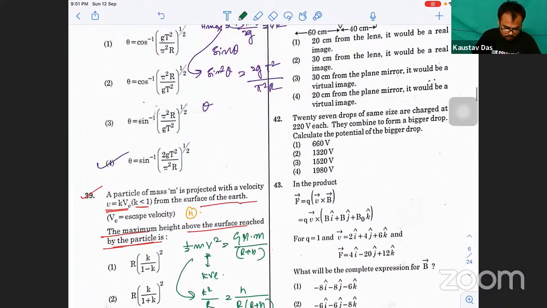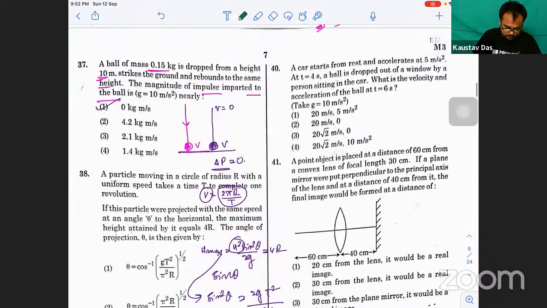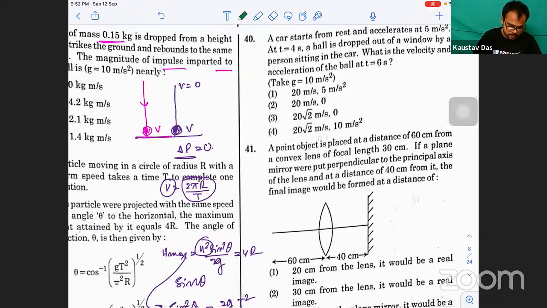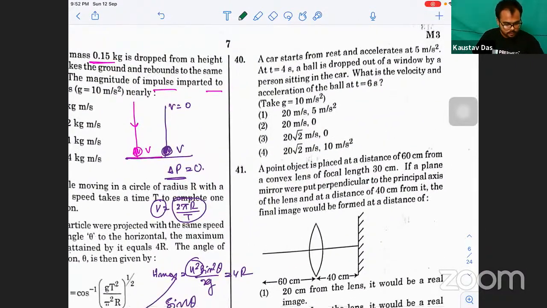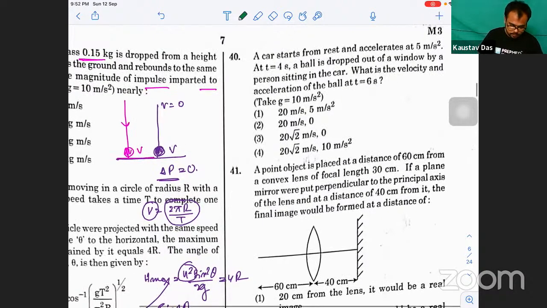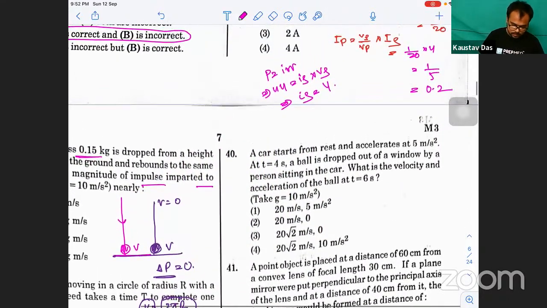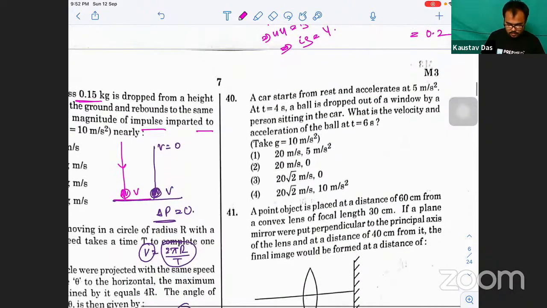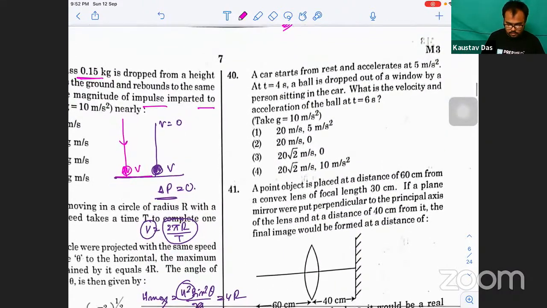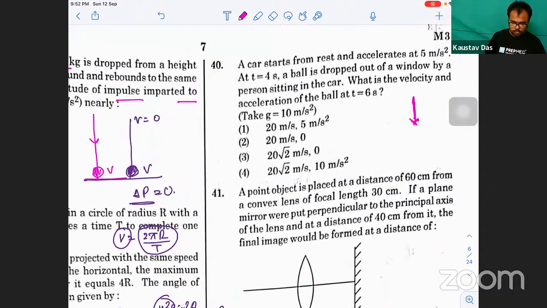Let us come to question number 40. Here we have a car that starts from rest accelerating at 5 meters per second squared. Here also, I was going through the calculations, but I have not found the final result. Here we have an acceleration in the downward direction, which is g, whenever the ball is being dropped. I'll share this answer in the Telegram group, because at the last moment I have not solved the full answer. I will definitely let you know the correct answer for question number 40.